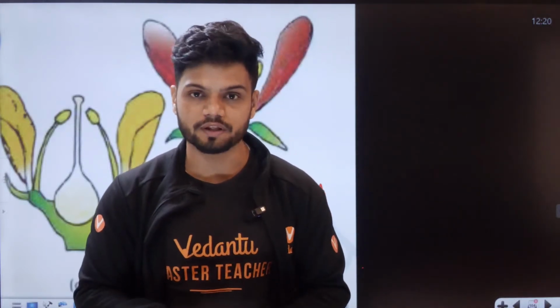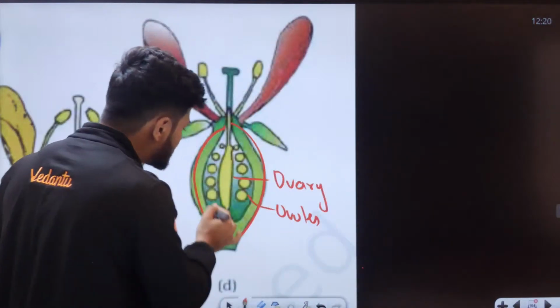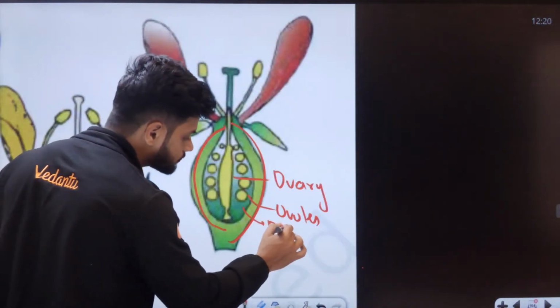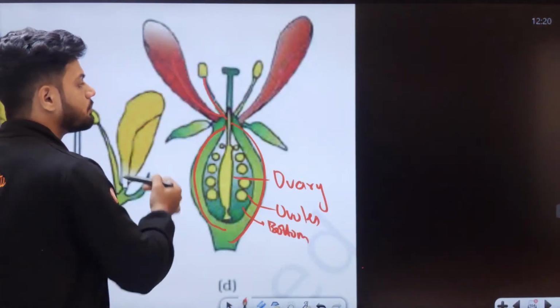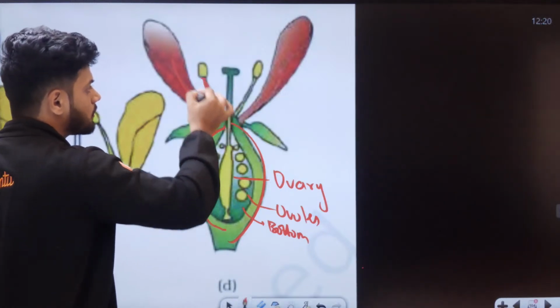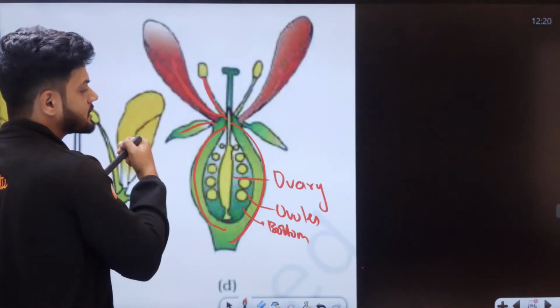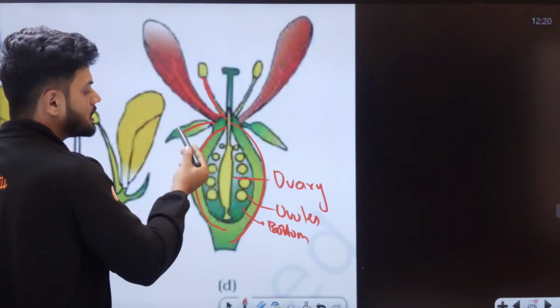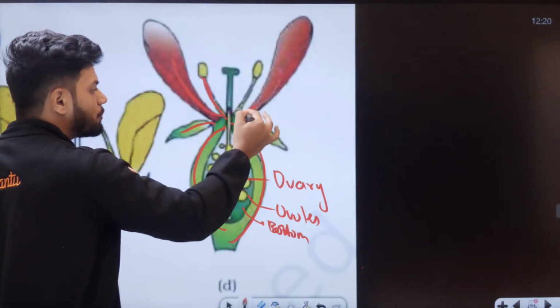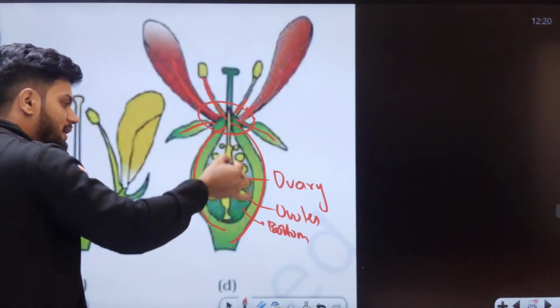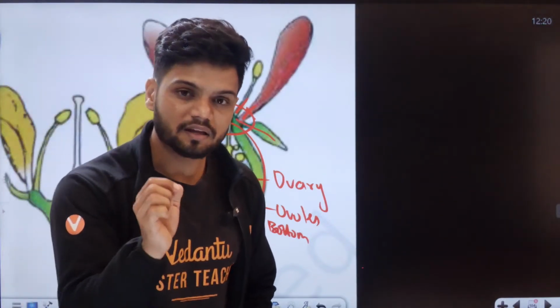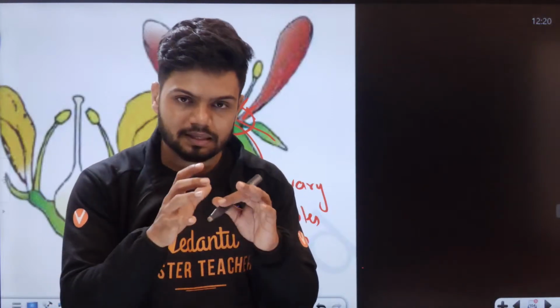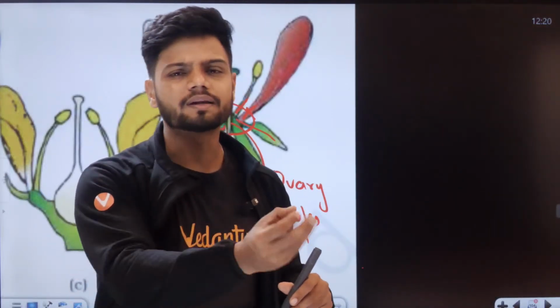Like chop, it's gone inside. And this is called inferior ovary, and the ovary is present at the bottom here. Every other whorl is at the top: stamen, corolla and calyx. Stamen, petal, sepal. Everything is at the top here, and the rest is at the bottom. This is called inferior ovary. So understand the diagrams. Definitions you can read later on.